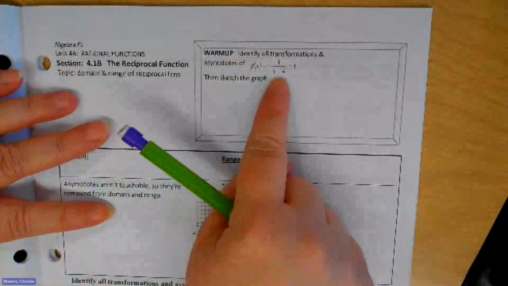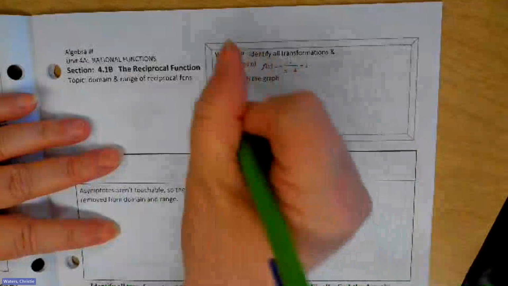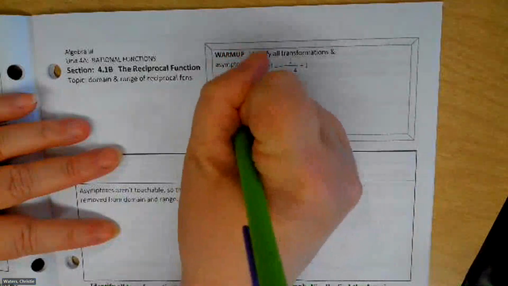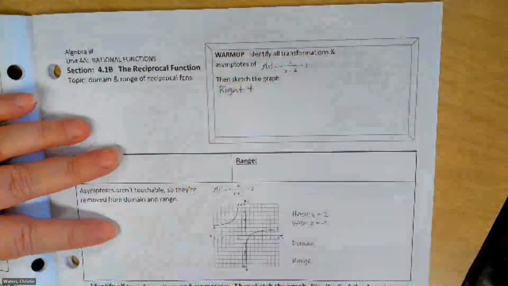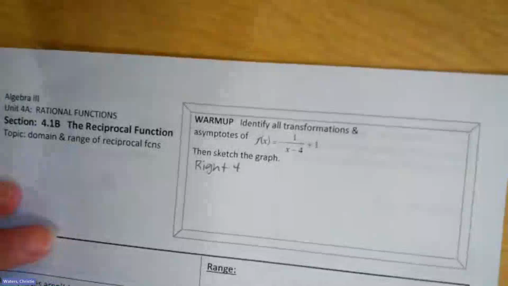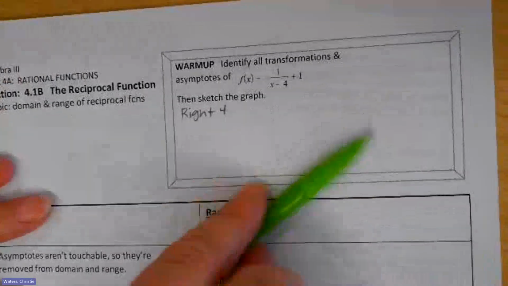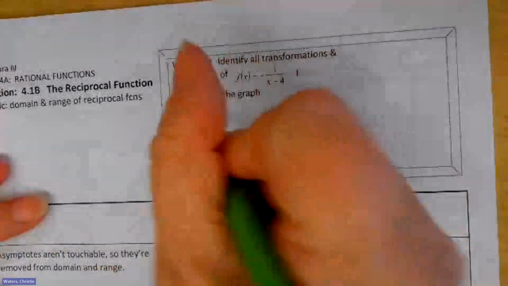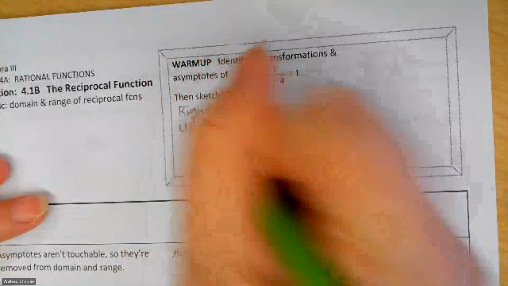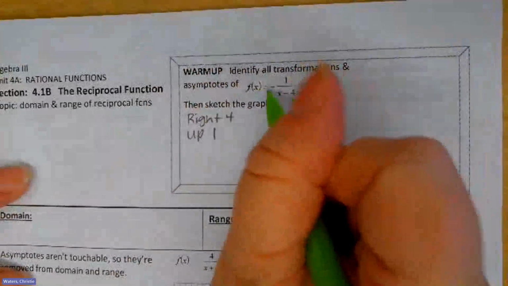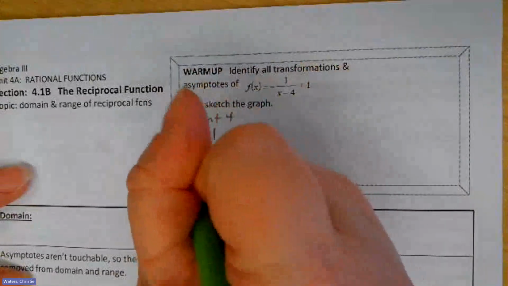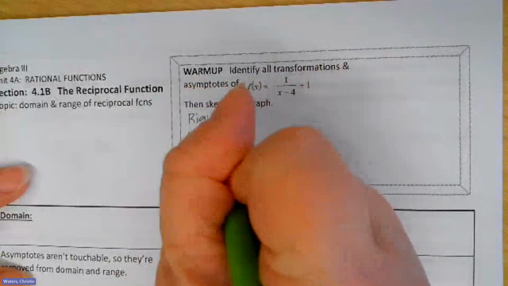So this -4 shifts our graph to the right 4. And this +1, try to make it not as blurry. Oh, there we go. That's a little better. This +1 is up 1. And we have a negative sign right here, which means we're going to do an x-axis reflection.